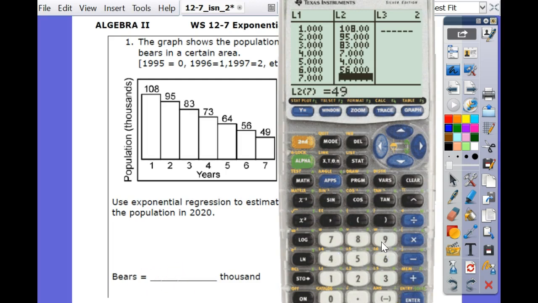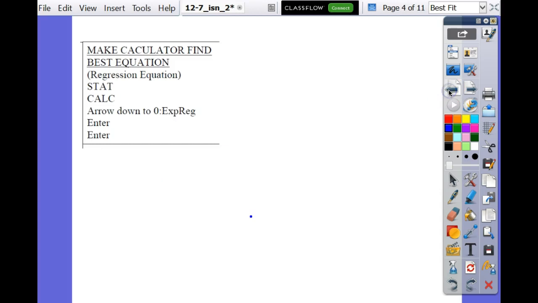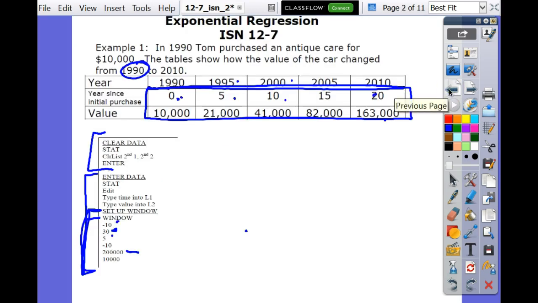And enter in the data off of the bar graph. Okay, so also, because I'm lazy, I don't usually set the window. The calculator can set the window for you, so you might want to go back to your notes and write this in next to the notes where it says set the window. You can go in and figure out the window, or you can let the calculator figure out the window for you.